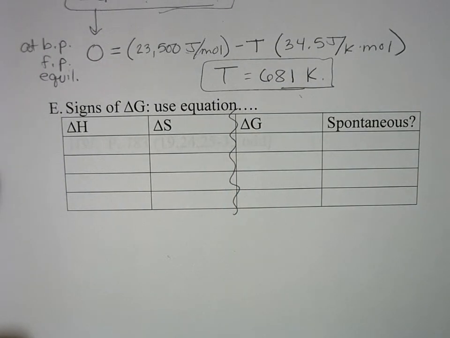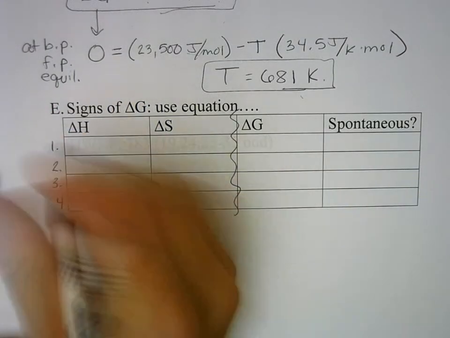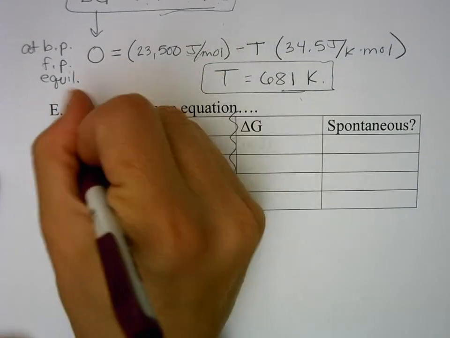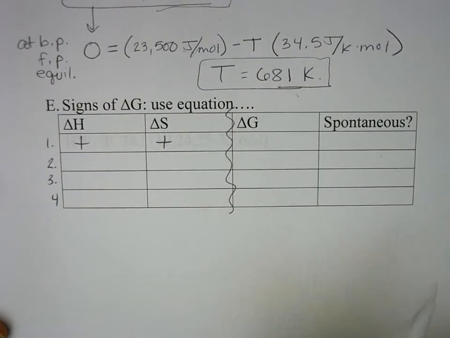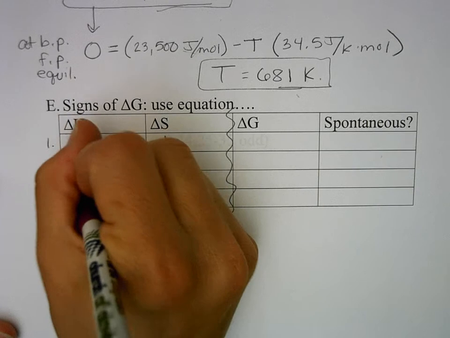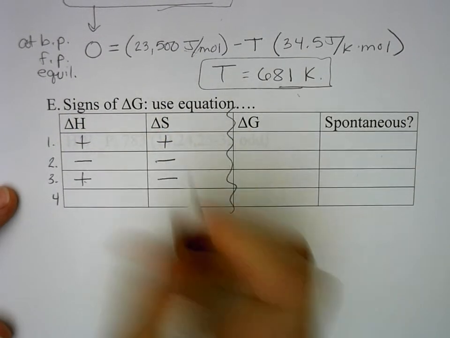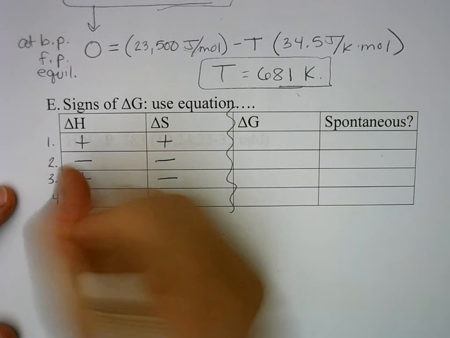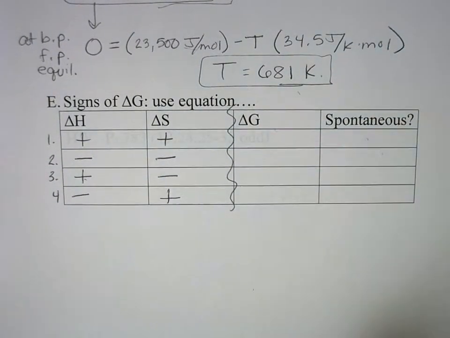So what I want you guys to do, go ahead and set this chart up. We're going to look at 4 different combinations of delta H and delta S. So if both of them are positive, is my reaction going to be spontaneous? If both of them are negative, will it be spontaneous? And then the other combinations, positive delta H, negative delta S, and negative delta H, positive delta S. So go ahead and set that up, and then I'll talk about how to figure that out.